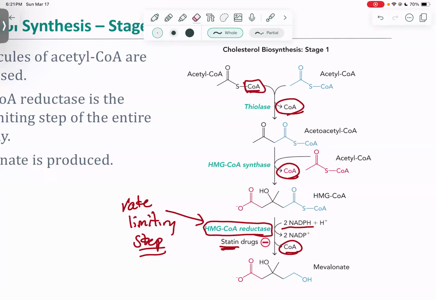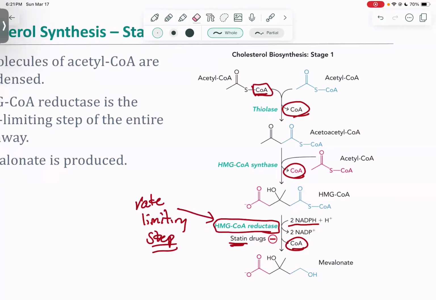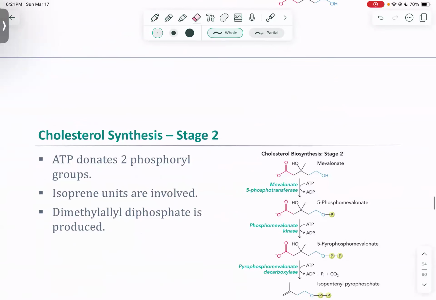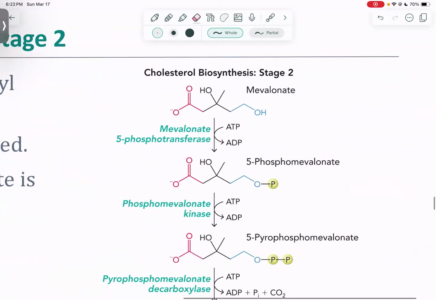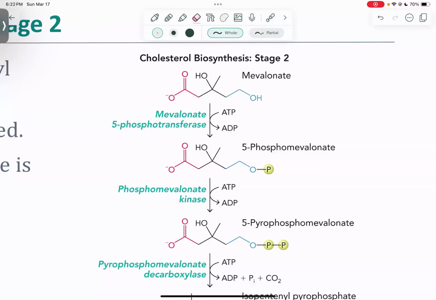Okay, so that's stage one. And the end of stage one is where we have our rate limiting step. So stage two is where we're going to start out with mevalonate. Our mevalonate is going to be phosphorylated, right? So it's going to come from ATP. And then we're going to phosphorylate again at the same site so that we end up with a pyrophosphate. Remember when we talk about pyrophosphate all by itself, we say it's PPi. Well, it's pyrophosphate now attached to mevalonate.